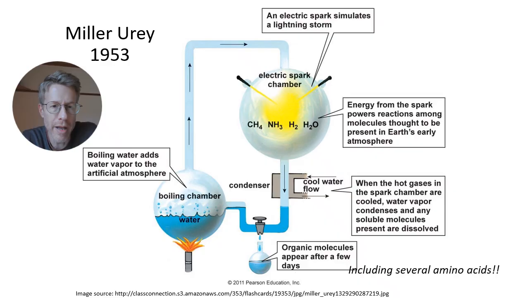So this is Miller and Urey's experiment. They basically set up a model of the early atmosphere, and they put what they thought was in the early atmosphere. So they put methane in there, that's CH4.